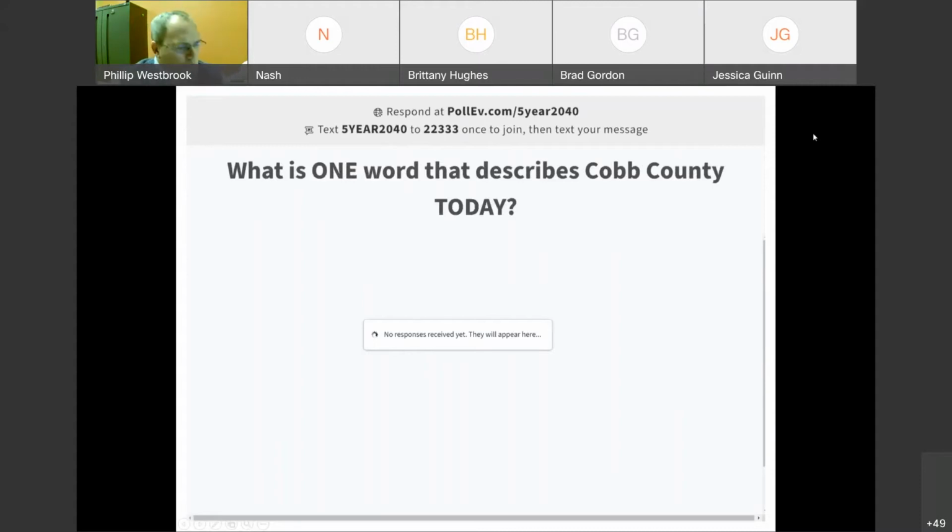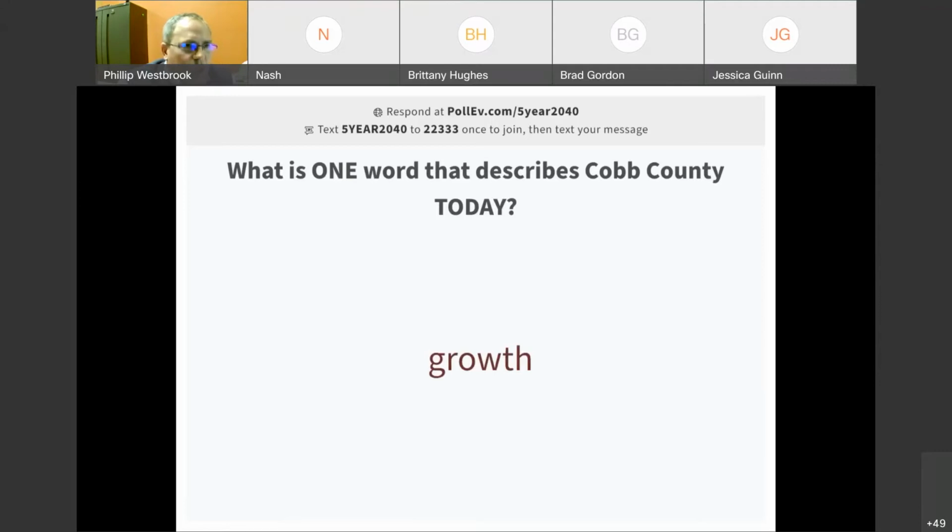All right, before we move on to the next section of our presentation, we have another question that we want to ask. This question, again, you don't need to go to the site if you're already there, but you can just type in your one-word description of Cobb County today. If you would go ahead and just type in one word on how you feel Cobb County is today.